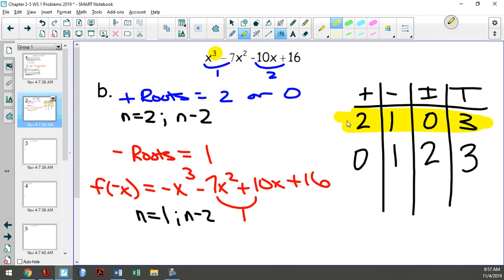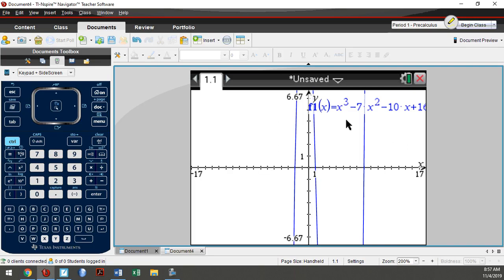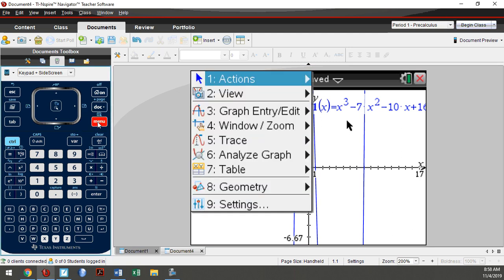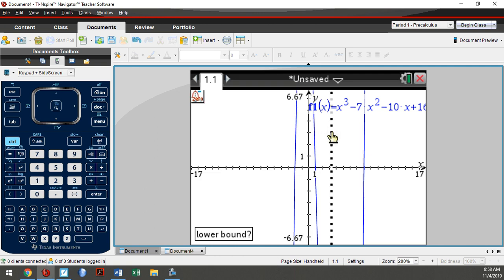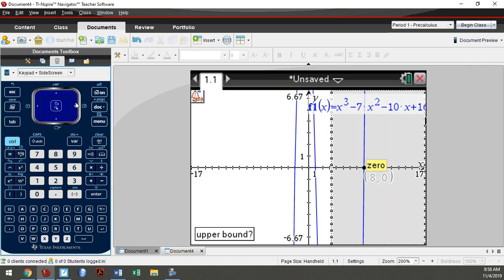Now the next thing we're going to do is find the roots utilizing the calculator. So I'm going to come back over to my calculator, and I'm simply going to hit menu, graph, analyze graph, and 0. I'm going to go to the left. I'm going to go to the right. I'm going to hit enter. 8, 0. Tell me, is 8 in my P over Q list? Yes, it is. So therefore, that's excellent.